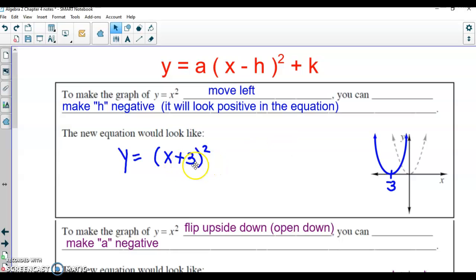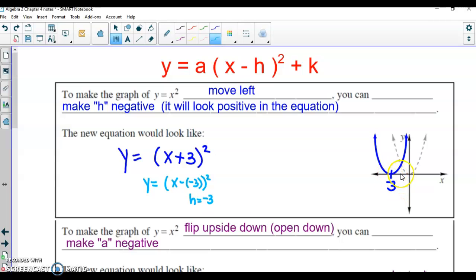Notice how it looks like it's positive in that equation. The reason for that is, if I think back to our Algebra 1 and break this apart, I really have x minus negative 3 quantity squared, because x minus a negative is really x plus 3 quantity squared. So here h is really a value of negative 3. So I'm moving my vertex to the left 3 units. Now we know how to move our vertex left, right, up, and down.